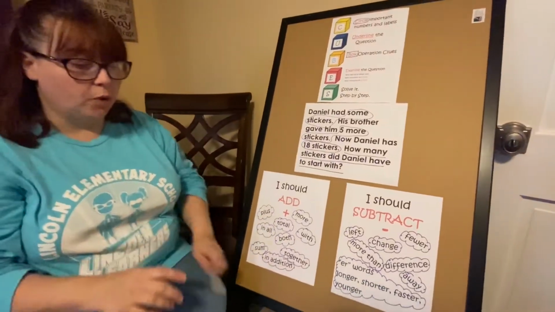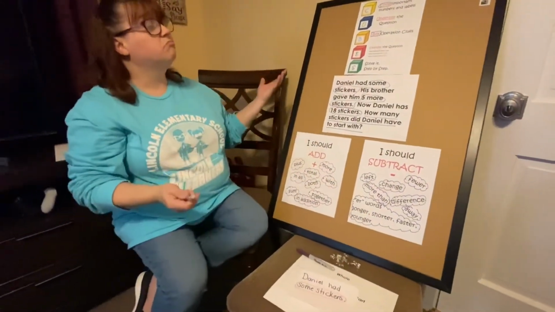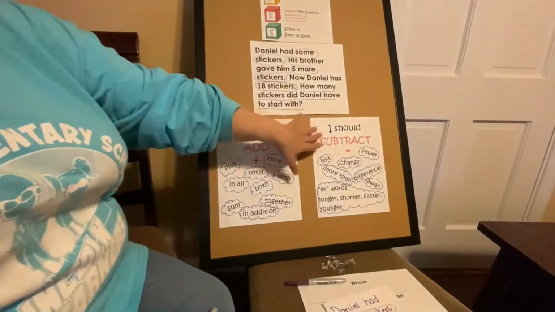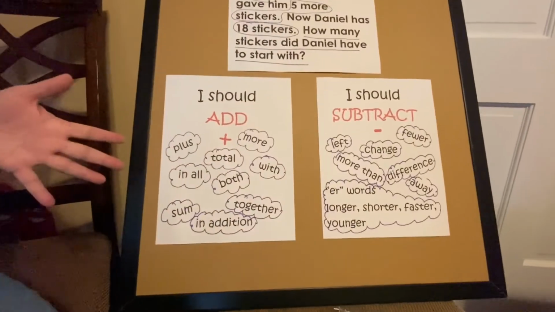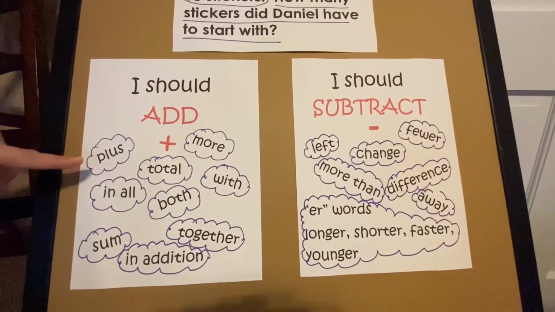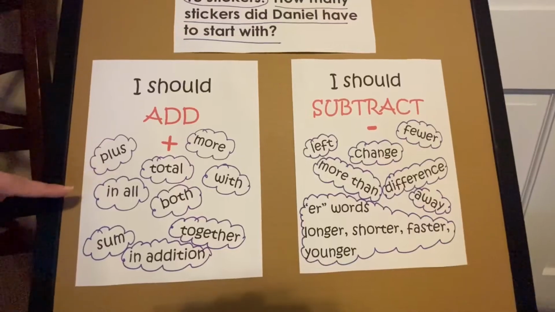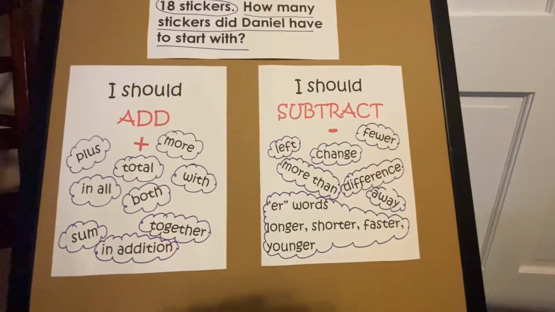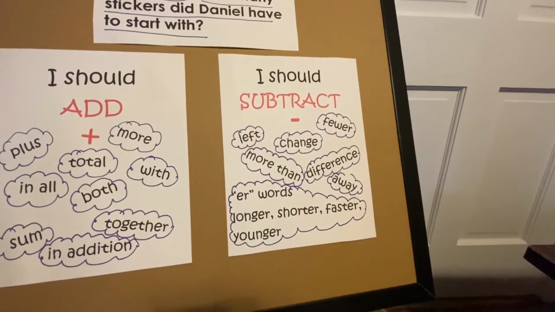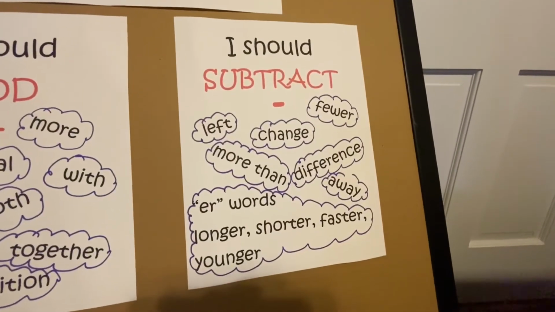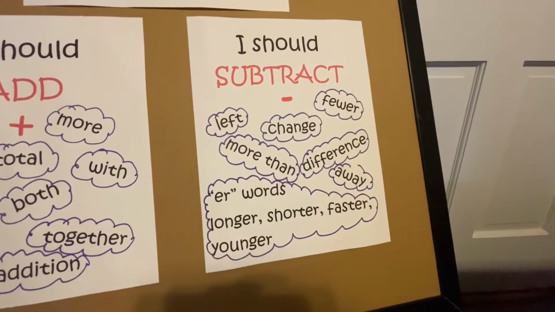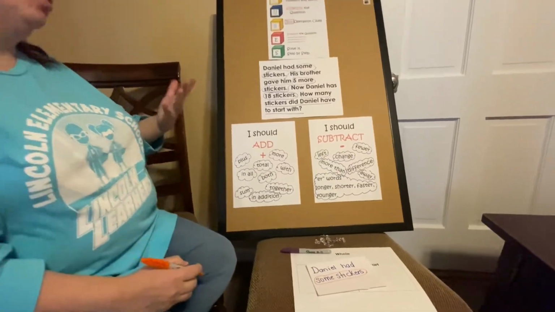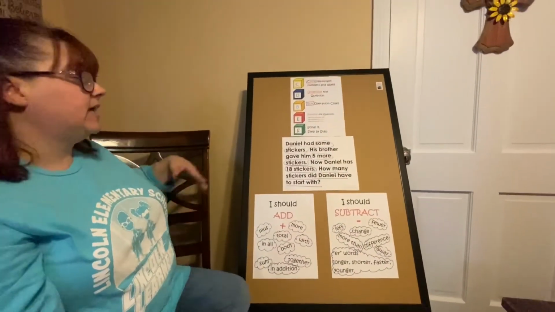Now it tells me to box the words that are operation clues. So if I look down here at my I should add chart and I should subtract chart, there's some words for examples that you can use. For example, you might see plus, total, more, with, both, in all, together, some, in addition. Those tell us to add. And then if we need to subtract, you might see the words left, change, fewer, more than, difference, away, or those ER words like longer, shorter, faster, or younger. So I'm going to look through this problem and I'm going to find some words that might help me decide whether or not I need to add or subtract.